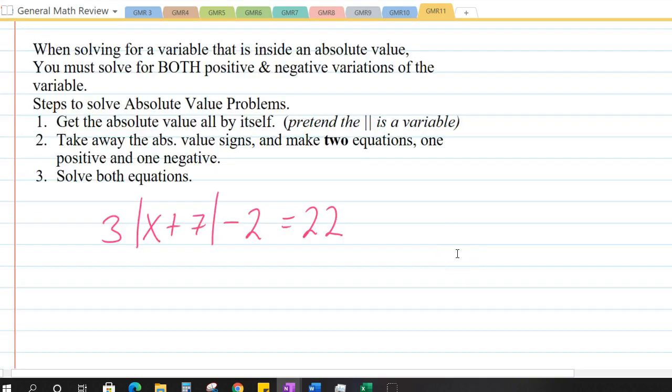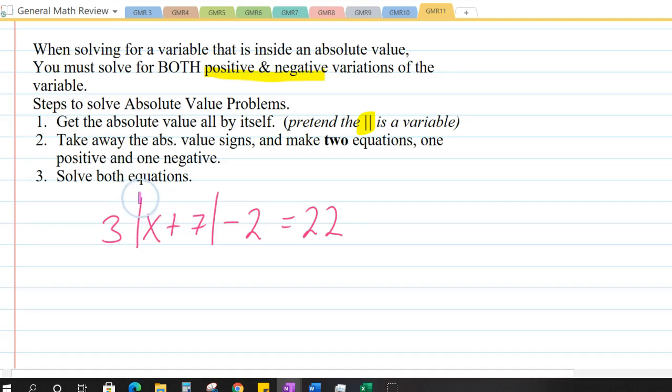Steps for solving absolute value equations. When solving for a variable that is inside an absolute value, you must solve for both positive and negative variations, meaning you're going to have two answers. Here are the steps. First, get the absolute value all by itself. Simply pretend that the absolute value symbol is a variable and solve for it. Then you take away the absolute value signs and make two equations, one positive and one negative. Solve both equations.